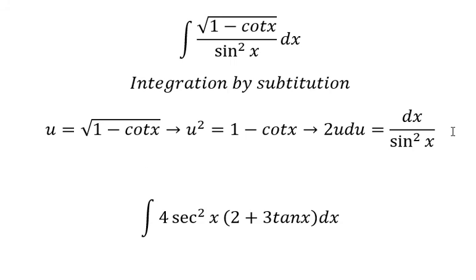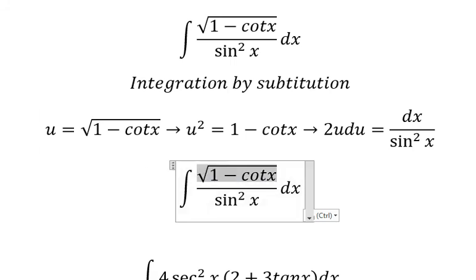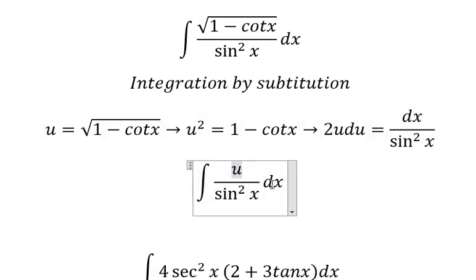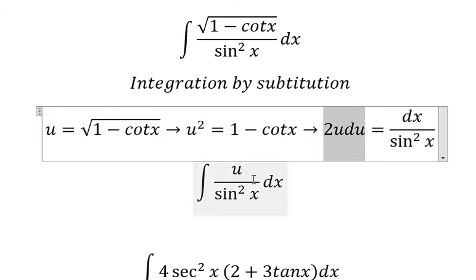So, this one we change by u. dx over sine x squared we change by 2u du.